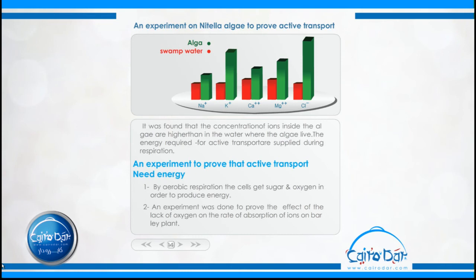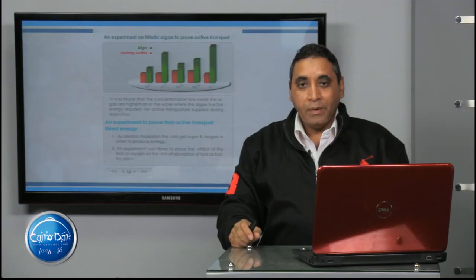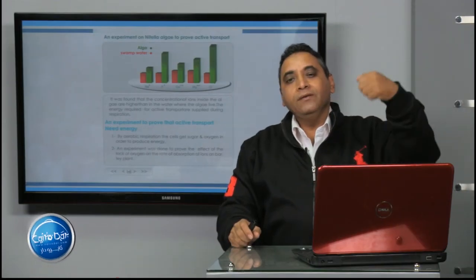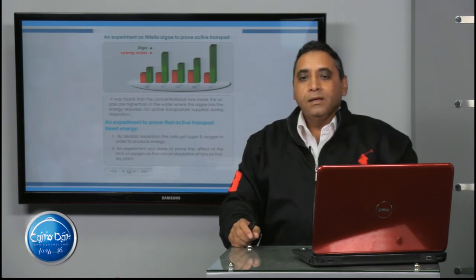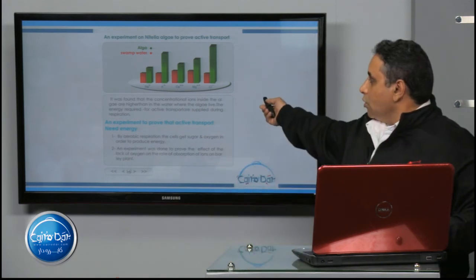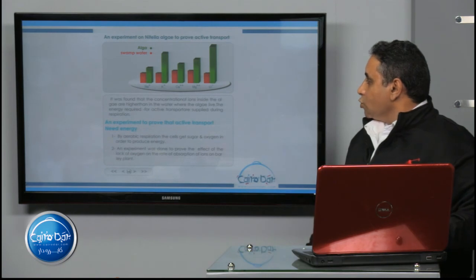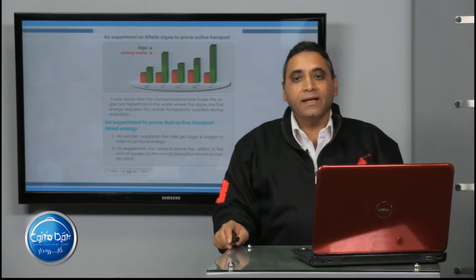But the ions inside the Nitella algae are not equal to each other. The Nitella algae need the absorption of chlorine ions higher than that of the sodium ions. That proves that the active transport acts as a kind of selective permeability, with the ability of the membrane to absorb ions according to the requirement of the cell. So the concentration of ions inside the Nitella algae proves the active transport.